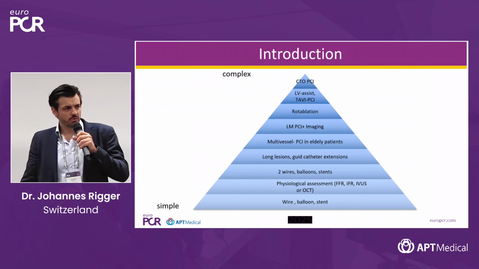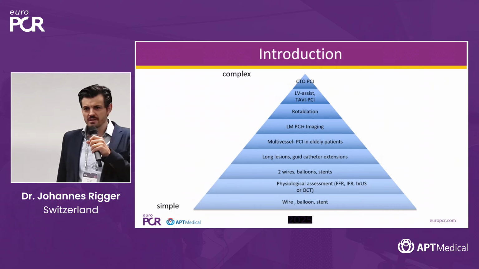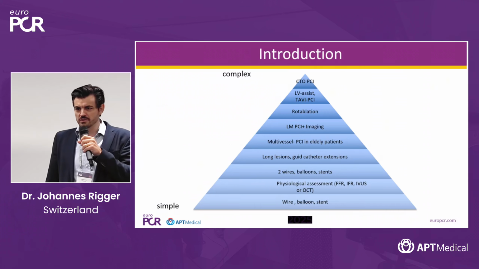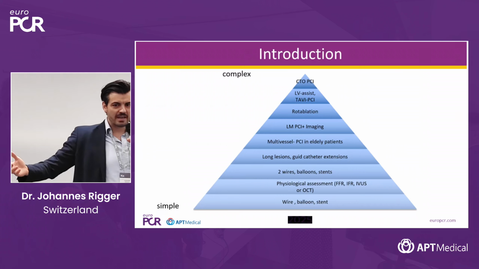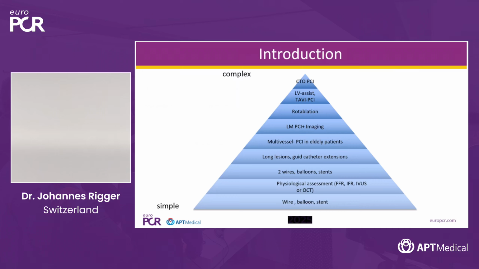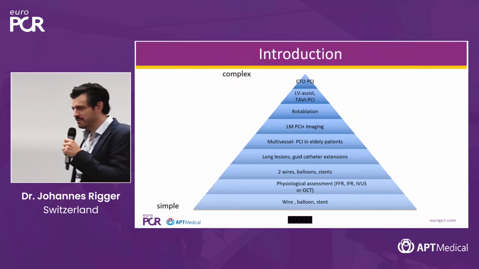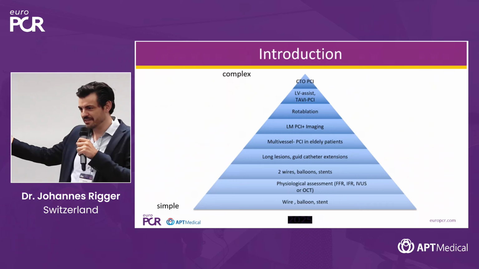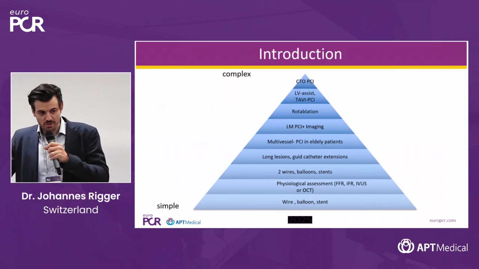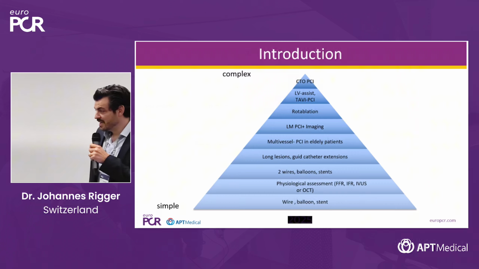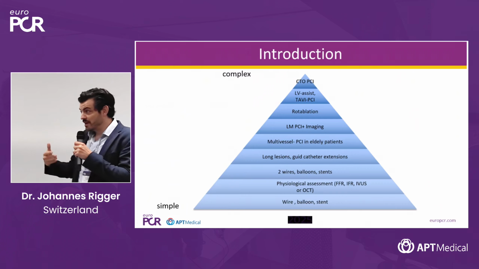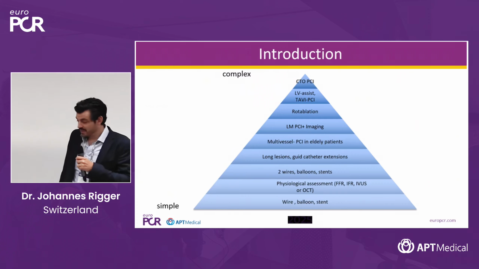Probably all of you know Andreas Grüntzig. Yes, no? Andreas Grüntzig? He's a pioneer. He actually invented PCI 35 years ago, and he once said, when we can break the barrier doing CTO PCI, the surgeons are gone. So 35 years later, surgeons are still there, but we can achieve and do CTO PCI. And that's hopefully because we have good material on our shelf.